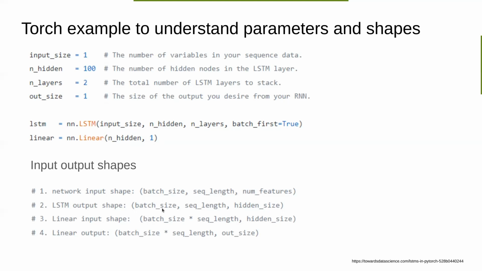The LSTM output size will be the batch size, the sequence length, which is the same sequence length, and this is of importance, the hidden size, the hidden feature size. The input shape now becomes batch size times sequence length, which you multiplied out to get the number of inputs that you're getting. The hidden size is the feature of each input element. So you have batch size times sequence length inputs, and the feature size is hidden size. Then the linear output is again batch size times sequence length, because that's the number of inputs you're passing in, and the output size, which in this case is 1.